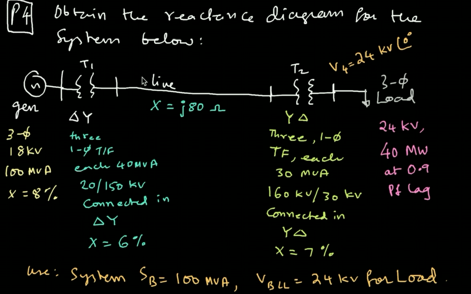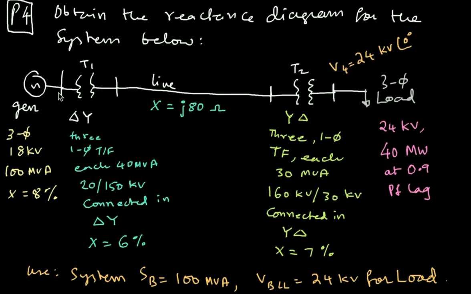So obtain the reactance diagram for the system below. I want to get a reactance diagram for this system. And then what it has: at first it has a generator. It is a three-phase generator. 18 kV is the rated line-to-line voltage for this generator, and 100 MVA is the rating of this generator, with X equal to 8%, 8% reactance.